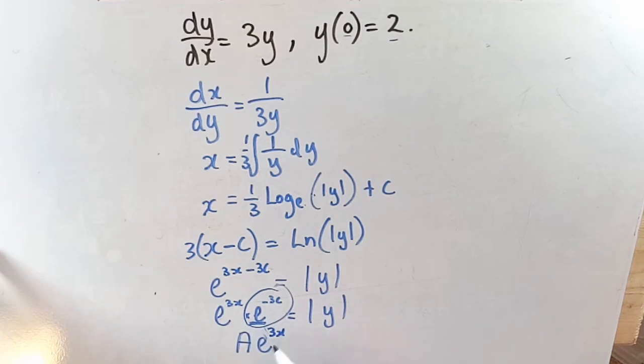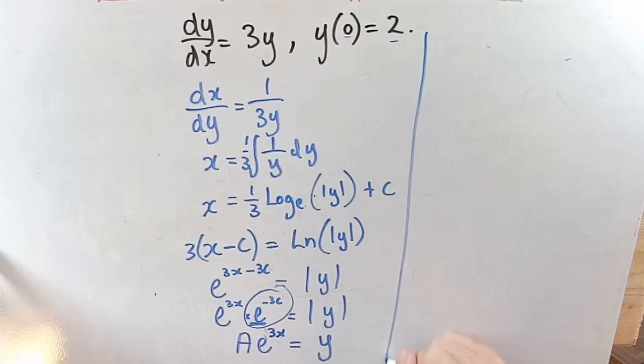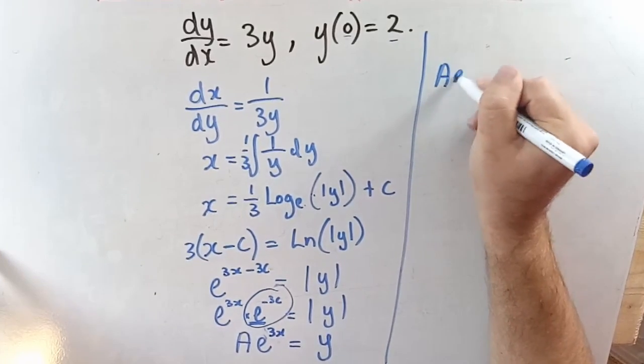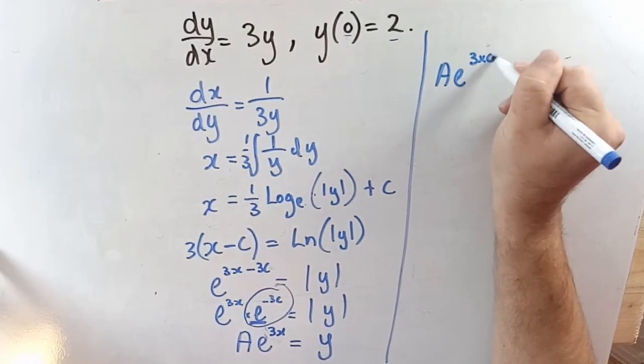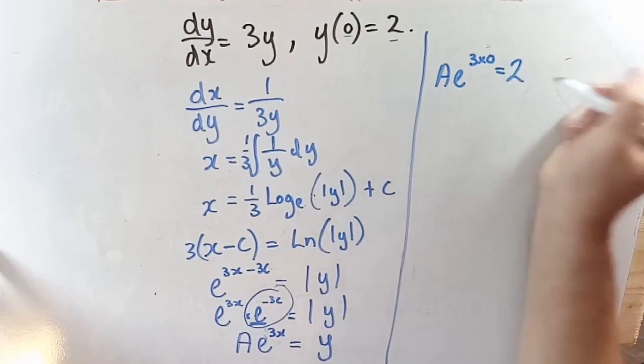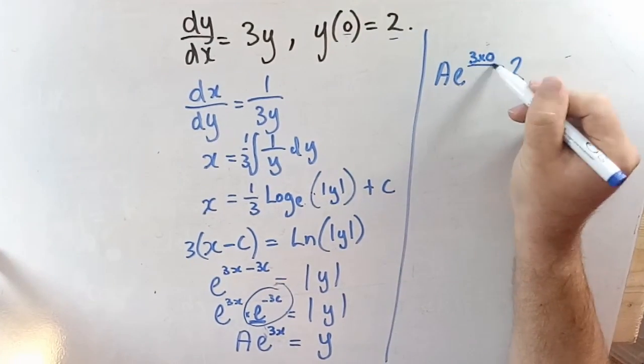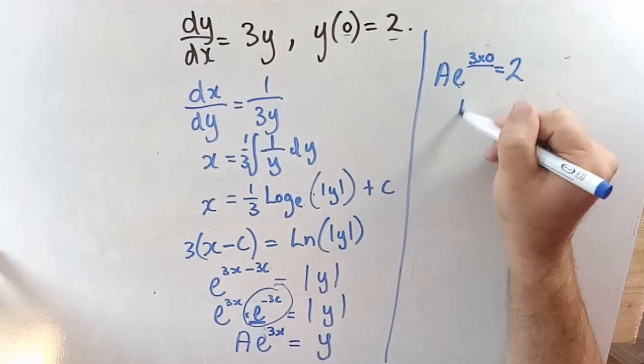Okay, this is just a constant that I'm multiplying by, equals y, and I can drop off the absolute value signs when I put this a at the front, because this a can be positive or negative and can change this. Yeah, so I can drop off the absolute value signs. Now this a is very easy to solve now, because when I put in 0, I've got to get out 2. So I've got a e to the 3 times 0 equals 2. Now e to the power of 3 times 0, that's e to the power of 0, which is just 1. So now I've got a equals 2.